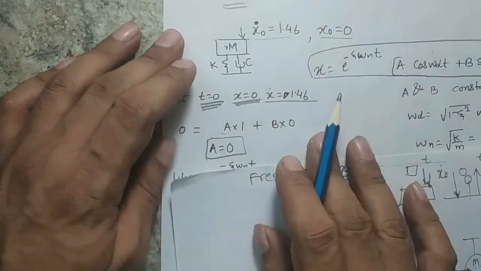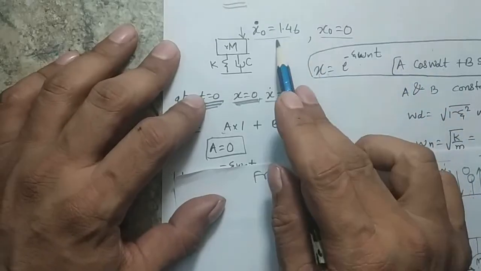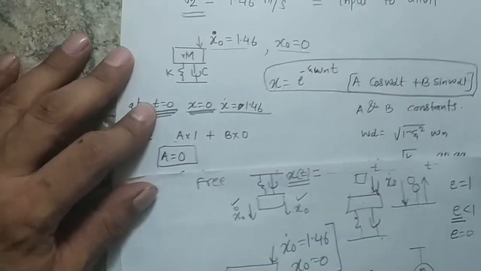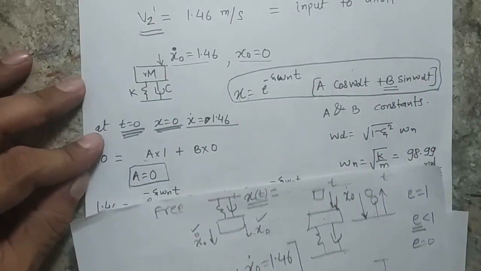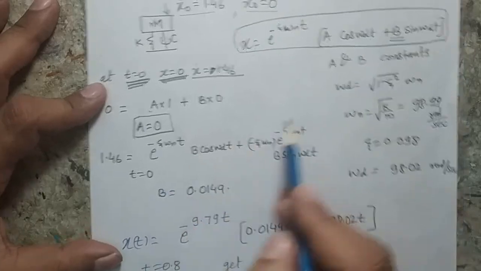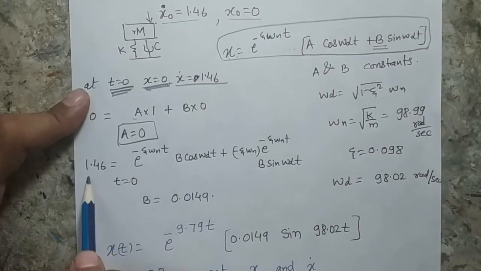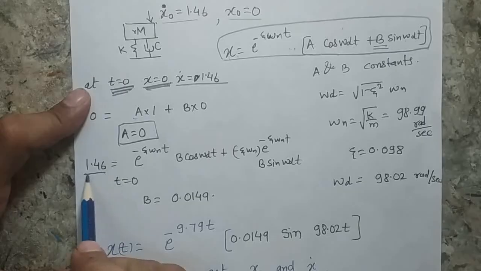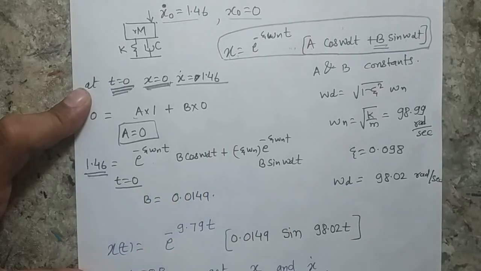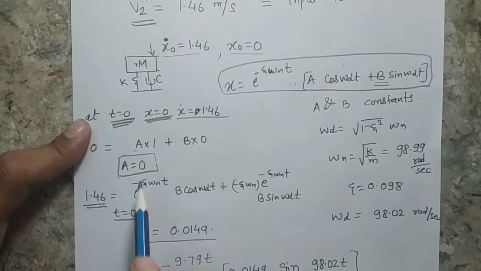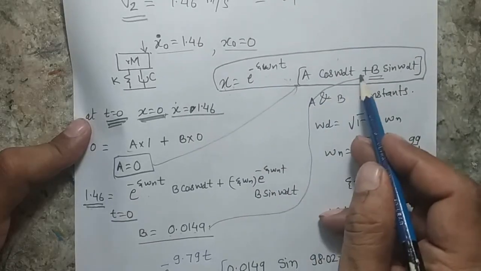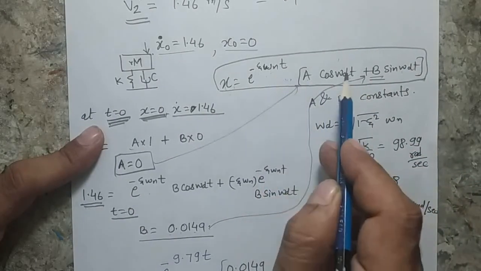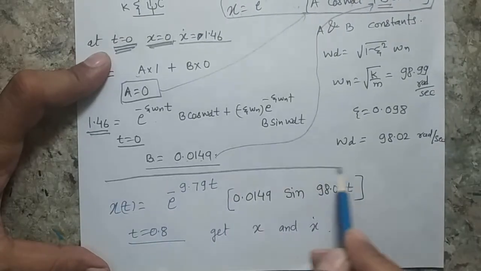Now when I differentiate this expression and put in this velocity, I will get the second constant, that is the b constant. So this is my expression where I am putting that velocity, and when I put t equal to 0 in this expression, I get b equal to 0.0149. Now I know the a and b values, so I put the a and b values in this expression, as well as the zeta and omega d values. So this is my final expression.